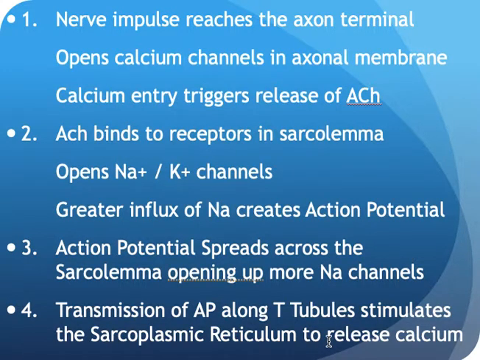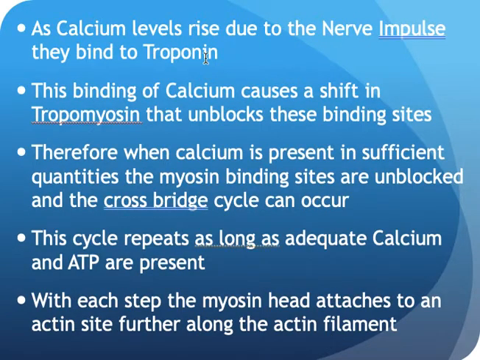the calcium. And now we've looked at why that is important, right? As the calcium levels rise, they're going to bind to troponin. That's going to cause a shift in the tropomyosin. It's going to unblock the binding sites on the actin, allowing those cross bridges to form, okay?